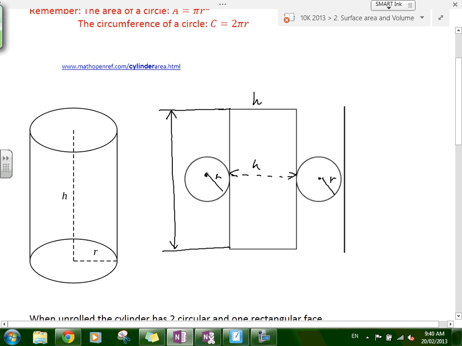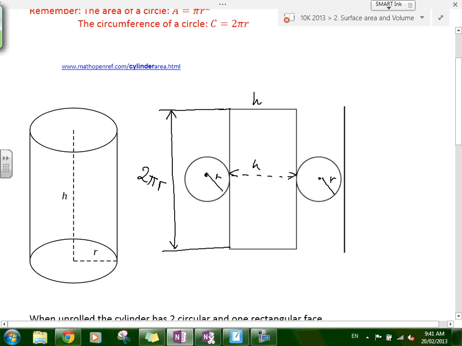Now if you think about this, when this edge was wrapped around the circle, it was the same length as the circumference of this circle. You visualize it? When you unwrap it, if you wrap this edge around the circle again, it's the same distance as the circumference of this circle. How do we work out the circumference of this circle? 2 pi r. So the length of this is 2 pi r.